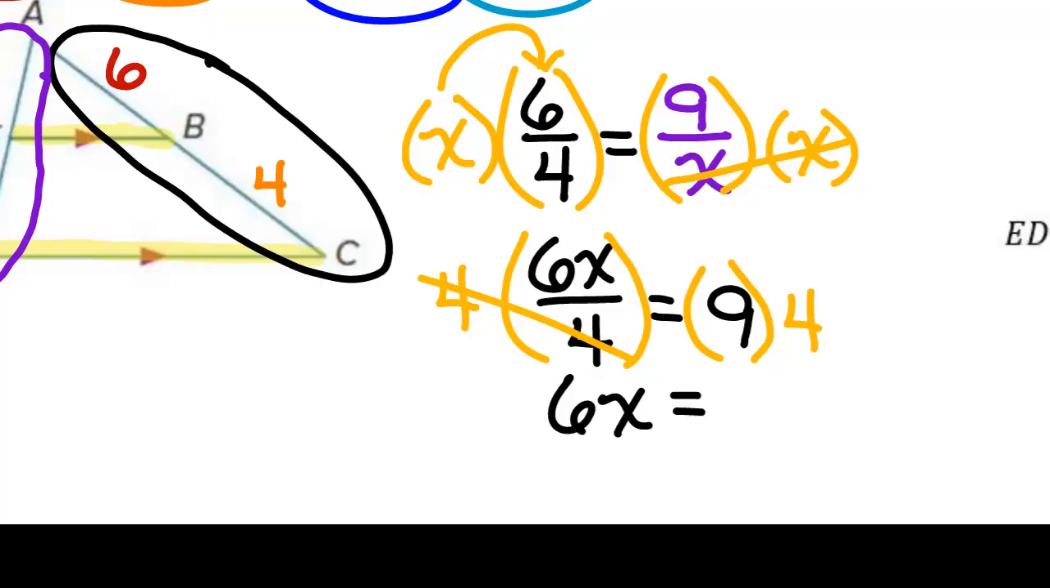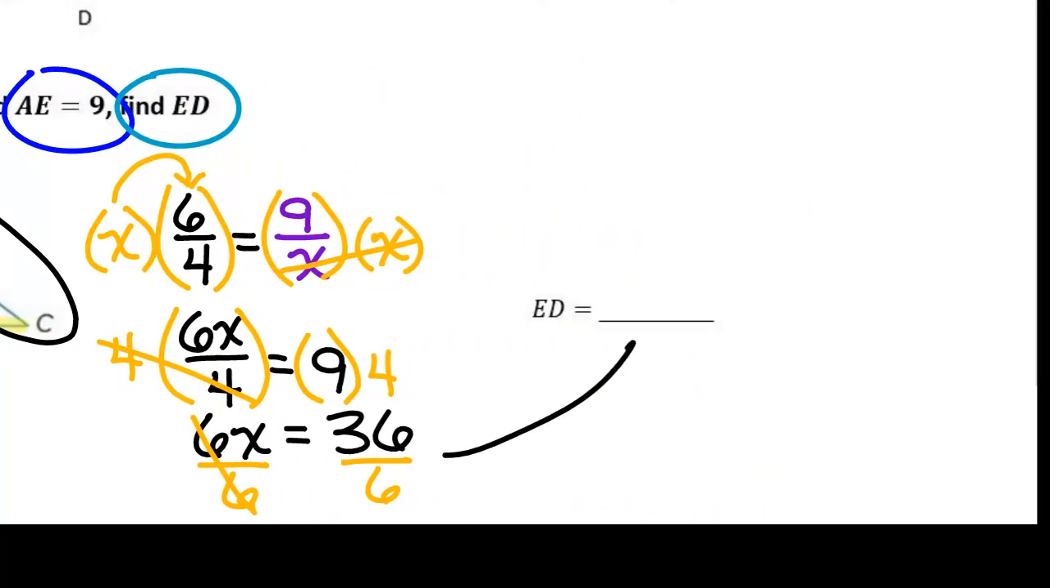Six equals, what'd you say? Not 36, yes. 6x equals 36, because 9 times 4 gives me 36. Next thing I need to do is what? Divide both sides by 6. 36 divided by 6 gives me what? 6. So ED is 6.